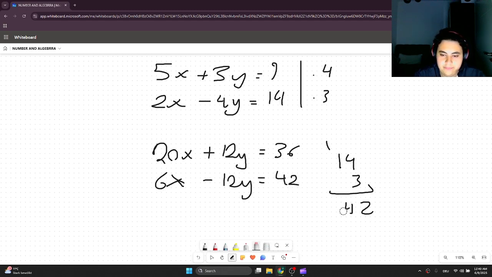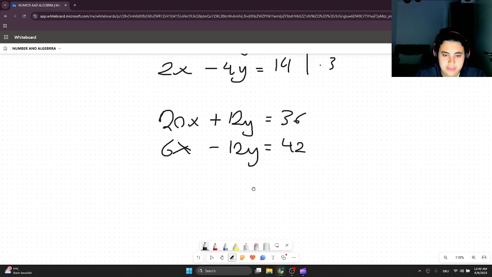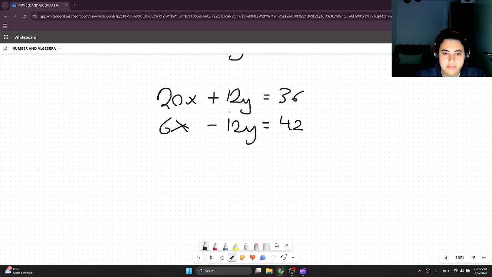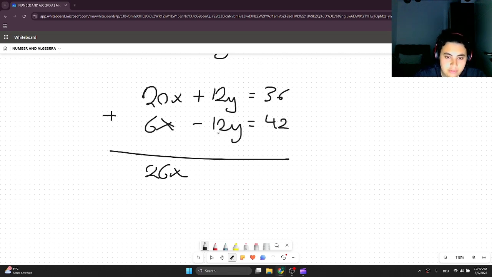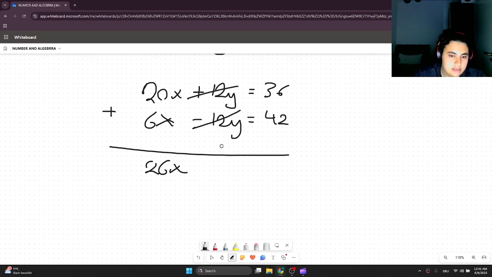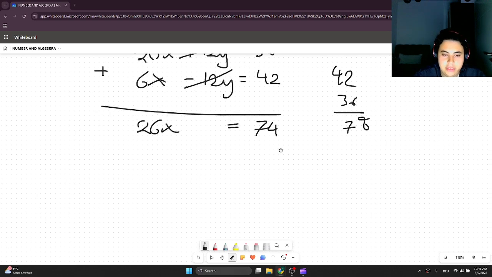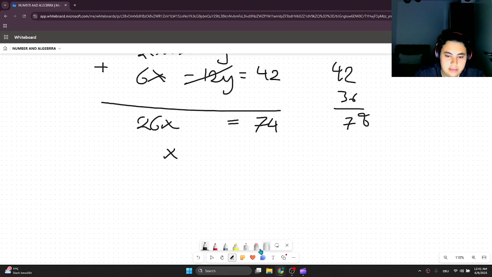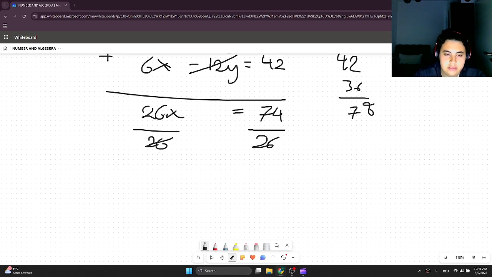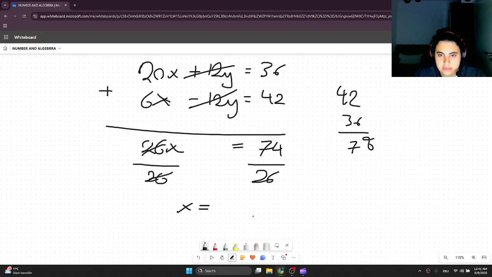So 42. Cool. So now that we have that, you can add both equations. So 20x plus 6x is going to give you 26x. 12 minus 12 is going to be what? Nothing. So you can just cross them out, okay? And then you have equal to 36 plus 42, that's going to be 78. Now if you divide both sides by 26, this 26 crosses out, so I get x is equal to 74 divided by 26, which is, oh, it's supposed to be 78.